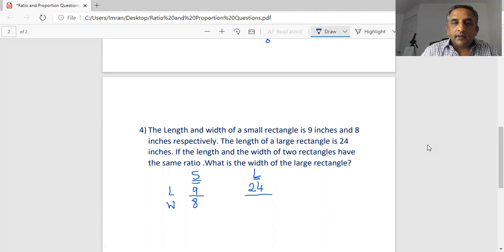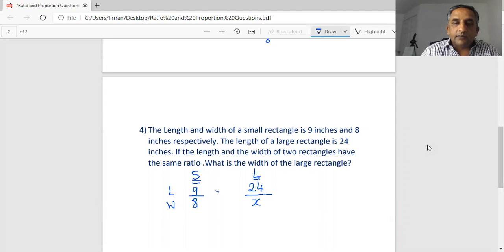And if the length of the large rectangle is 24 inches, and the length and the width of the two rectangles have the same ratio, what is the width of the large rectangle? So we have to find the width, W. What we can do is put X here, right? Again, there are a couple of other methods to do these questions, but this is the easiest one.